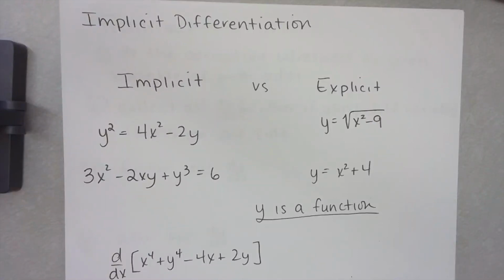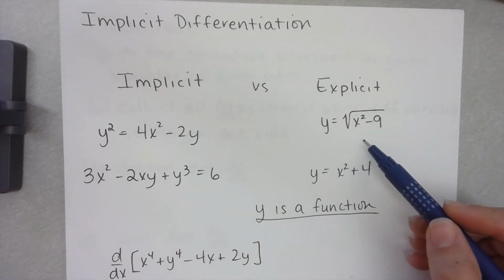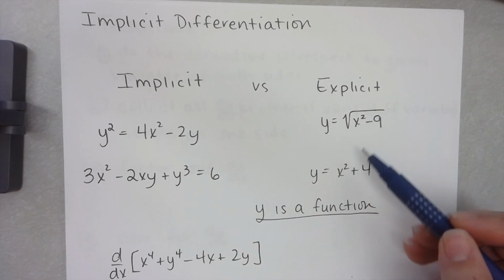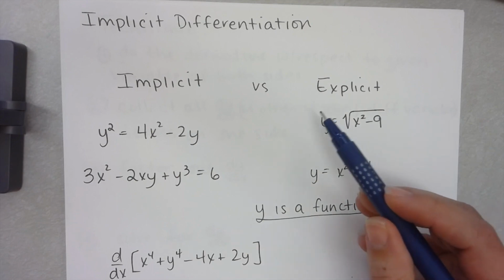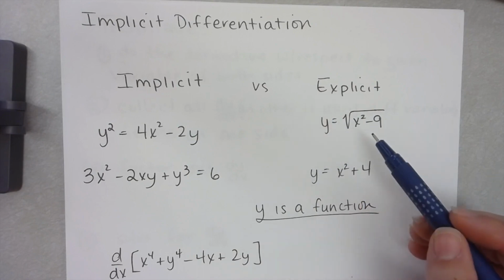Today we are talking about implicit differentiation. Up to this point, we have been finding the derivative of explicit functions. Examples of explicit functions are y equals the square root of x squared minus 9 and y equals x squared plus 4. What these have in common is that they are explicitly solved for y. Y is a function of x.